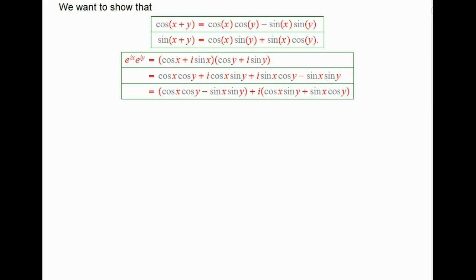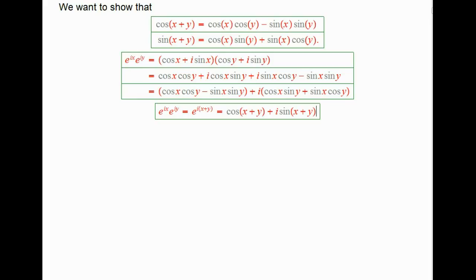Now we'll again consider the same product e^(ix) times e^(iy), and we'll write this as e^(i(x+y)). And appealing again to the Euler formula, this is cosine of x plus y plus i sine of x plus y.